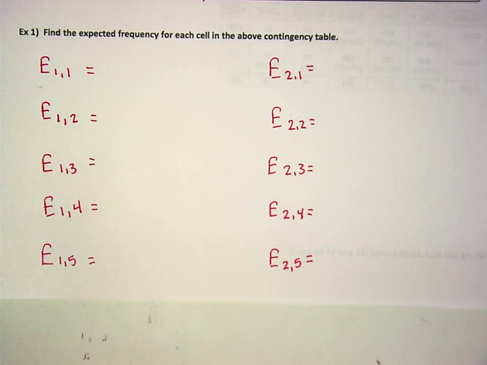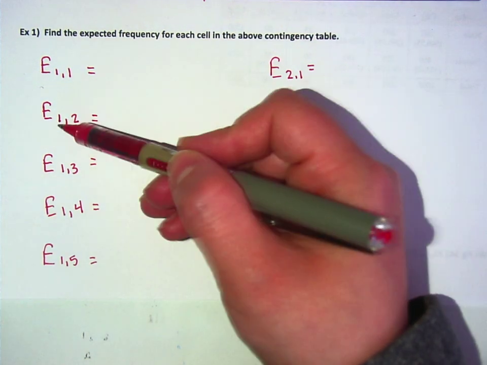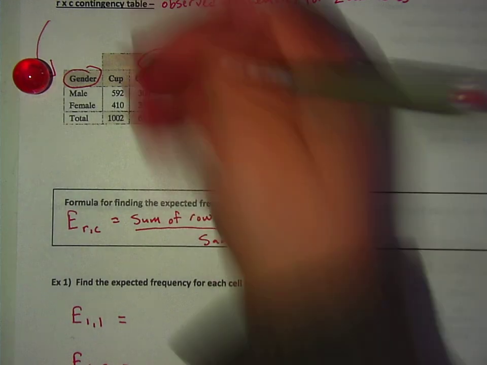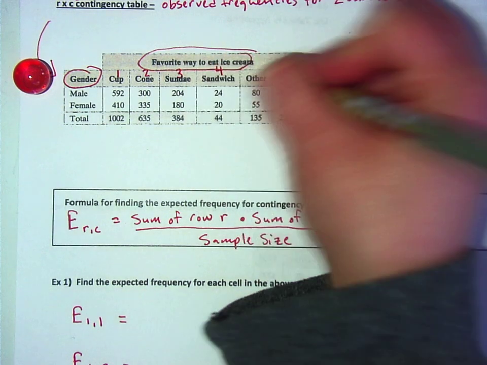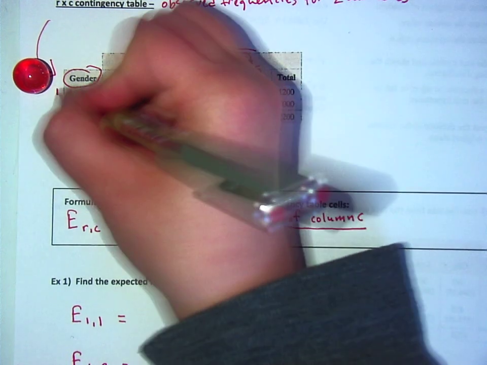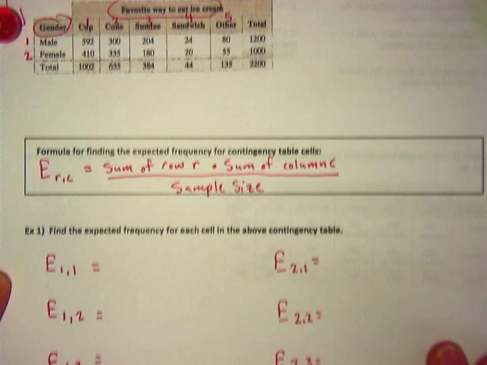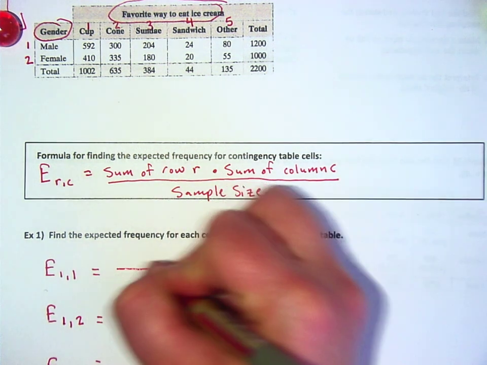Okay, so these are rows and then columns. So this means first row, first column, first row, second column, first row, third column. You getting it? Up here, once you label them, cup is 1, cone is 2, sundae is 3, sandwich is 4, other is 5, male is 1, female is 2. So I'm going to take that male cup one, figure out what we should have expected to see in the male cup category. So I am going to make a fraction.